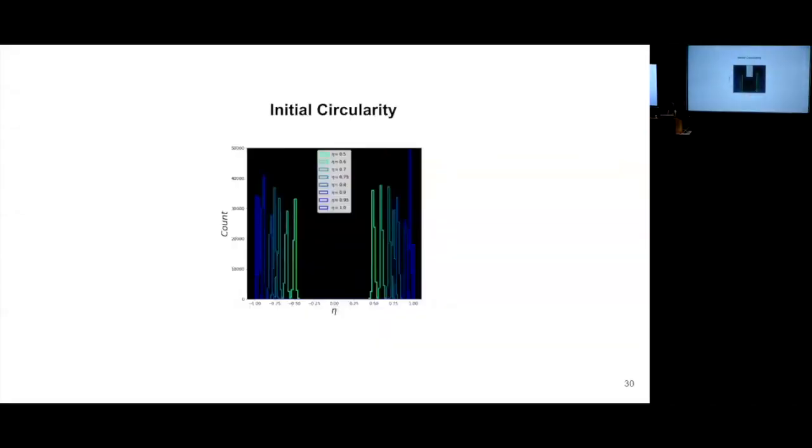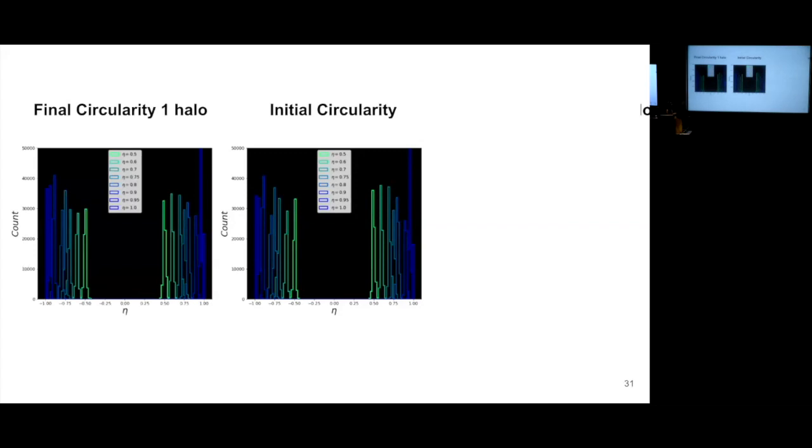So if you look at the initial distribution of circularities, we have a circularity spanning from -1 to 0.5 and 0.5 to 1. And we have the same distribution for the simulation without a merger and with a merger too.